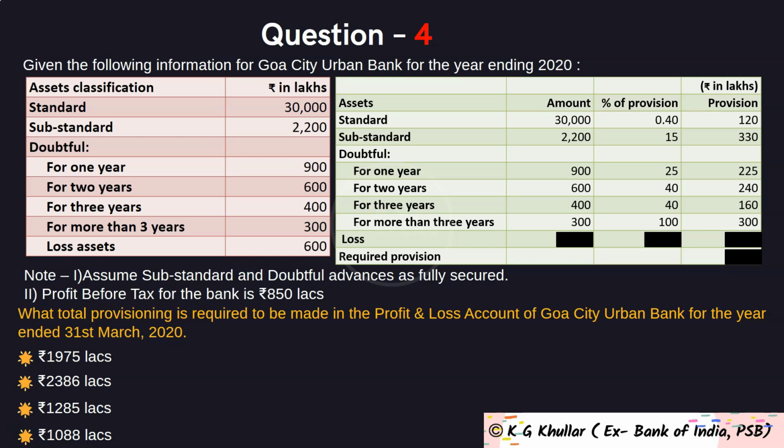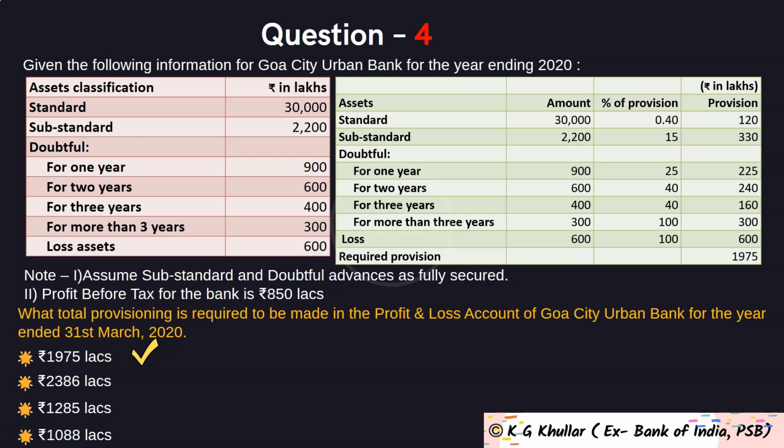And lastly, we have loss assets. Amount given is 600 lakhs and percentage of provisioning is 100%. So 100% of 600 equals 600 lakhs. Now friends, to calculate total provisioning, we have to calculate all these individual provisions. Now this comes out to be 1975 lakhs. So the correct option for the given question is option A.